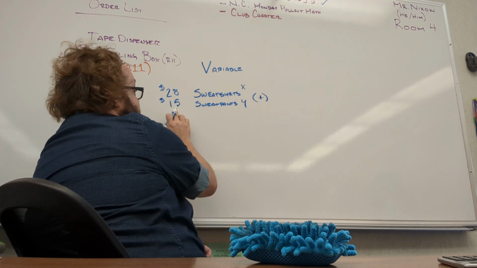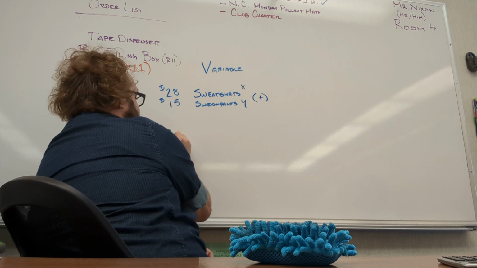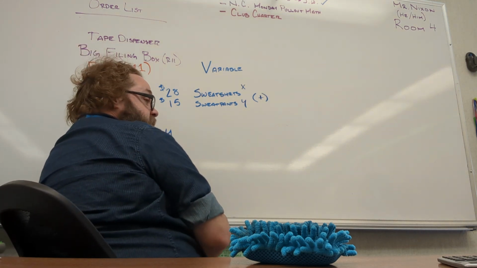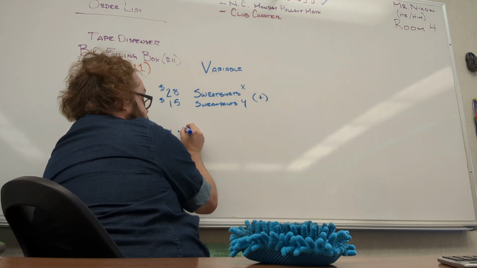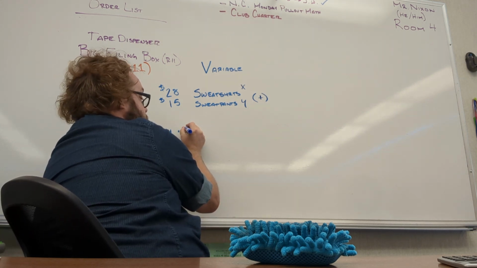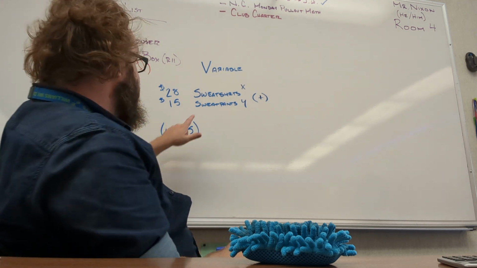So what we're going to say is Y amount of players want sweatpants. How much does a pair of sweatpants cost? 15. So it's going to be Y times what? Y times how much do they cost? Times 15. Exactly. So Y times 15 is however many sweatpants it is.